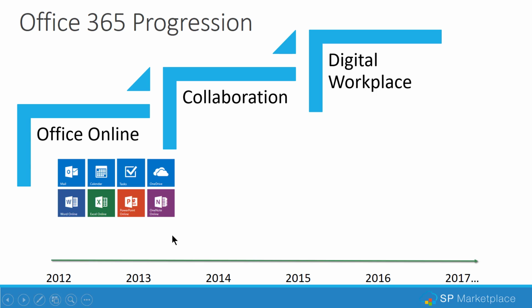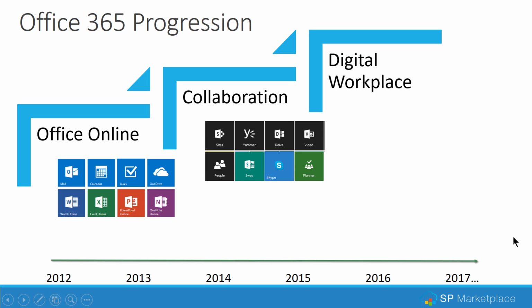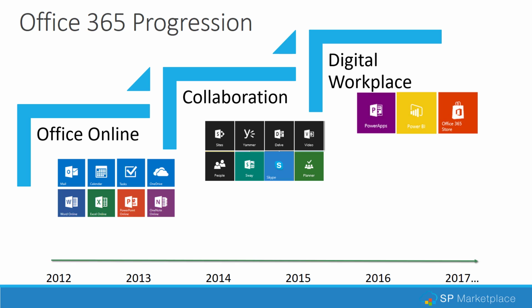What many of you may be using is really just the first phase of Office 365, and that is your email, calendars, tasks, and many of the Office applications such as Word and Excel. Then they started adding things for collaboration: Yammer, SharePoint, Planner, people in groups, and Delve as well. And then finally, in the last year or two, they've moved to more of what we would call an ecosystem for a digital workplace.